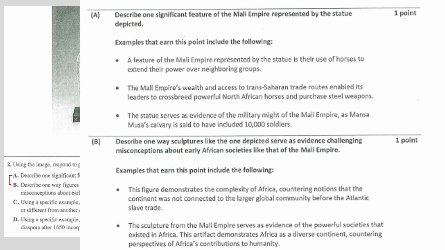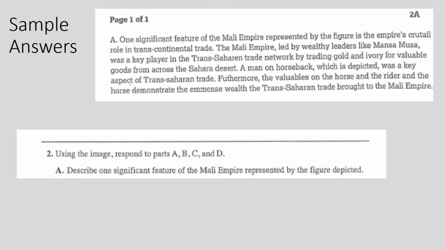A feature of the Mali Empire represented by the statue is their use of horses to extend their power over neighboring groups. This would be vague, but look at what they're looking for. They're just looking for you to identify the significance of the horse. Mali Empire's wealth, access to trans-Saharan trade routes. Now they're using some terminology, which is why I stress you need to know some of the vocabulary. Then they bring in the issue of weapons. Significance here, if you have animals, if you have weapons, that means that you are stationary. That means that you are not on the move. If the horse is being used for military, that means that you have probably something to protect. So let's look at some of the responses here.